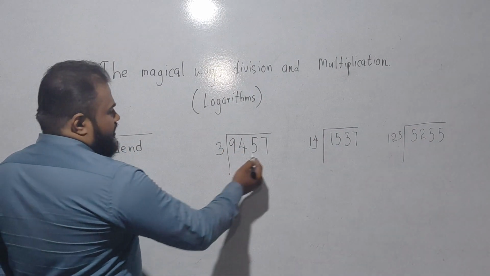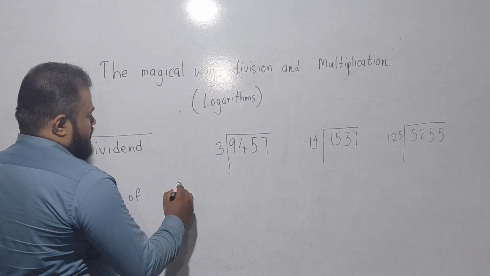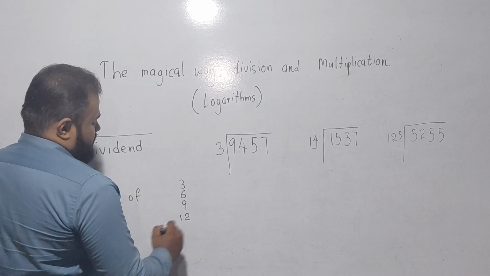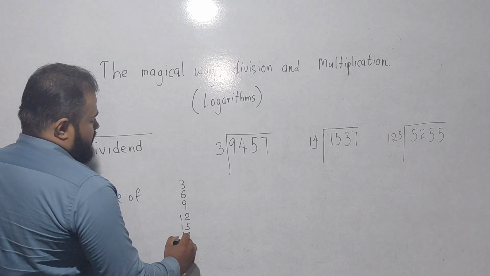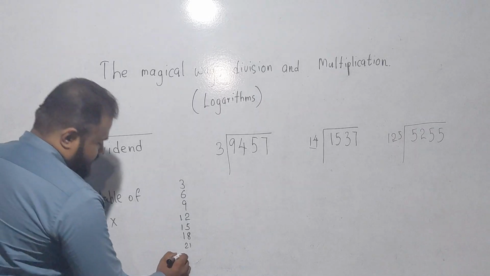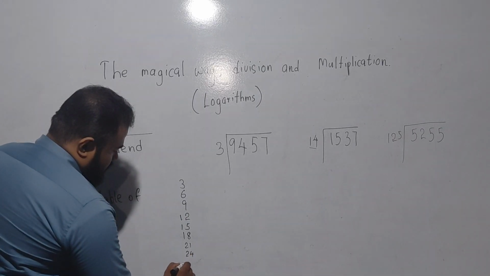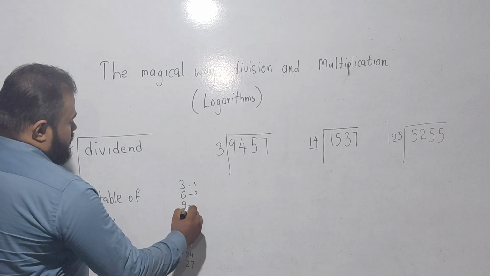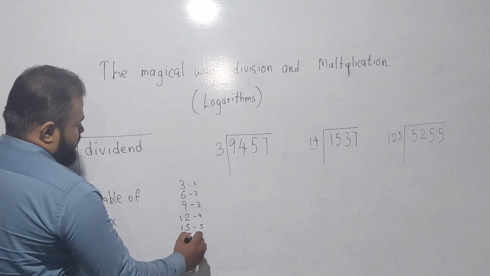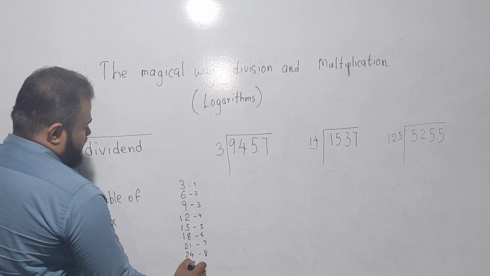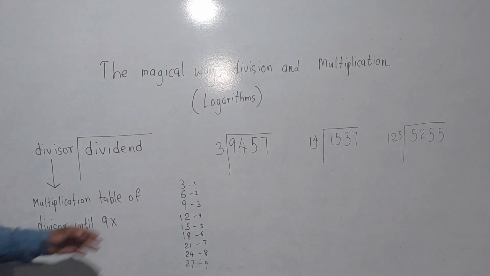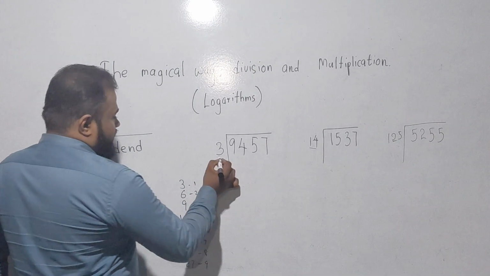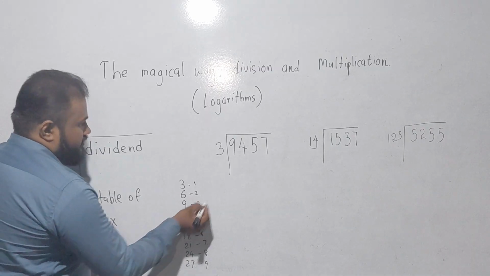If you know the 3 times table until 3 times 9, like 3, 6, 9, 12, 15, 18, 21, 24, 27. This is 1, this is 2, this is 3, this is 4, 5, 6, 7, 8, 9. If you know the 3 times table until 3 times 9, you can divide these. I will show you how. 9 has 3 here.